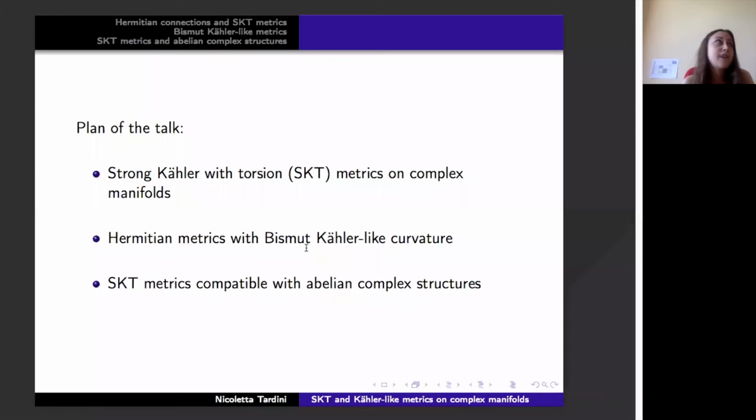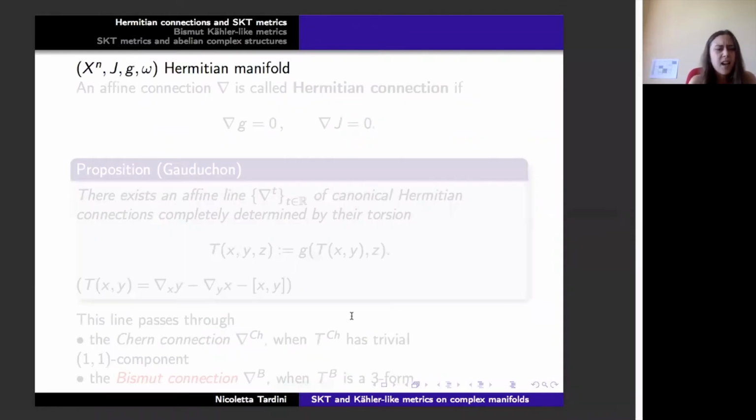And since, in fact, on nilpotent Lie algebras, the existence of these metrics with these Kähler-like symmetries will force the complex structure to be abelian, so to have a particular behavior. So this will motivate the last part of the talk, essentially, when we will see how SKT metrics and abelian complex structures are related on unimodular Lie algebras. Okay, so let me start.